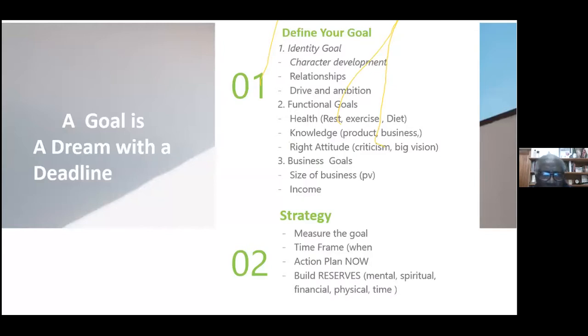In fact, one of the 7 habits of highly effective distributors is to have a self-talk and visualization. Why is that important? It helps you develop the right attitude for building this business. The third type of goal is business goals. For example, what size of business do you want in a year's time, in 2 years' time? What income level do you want to achieve? So sit down and think and decide for yourself what is your goal.